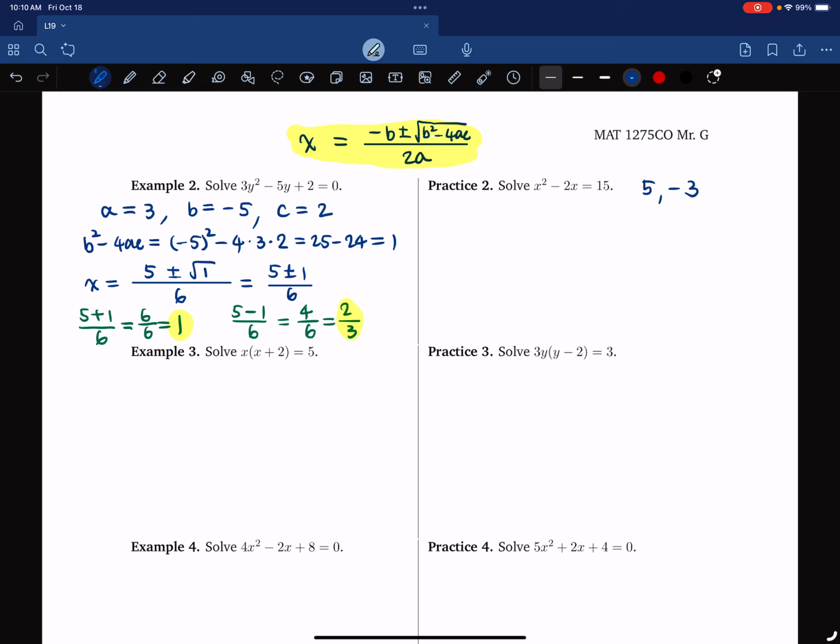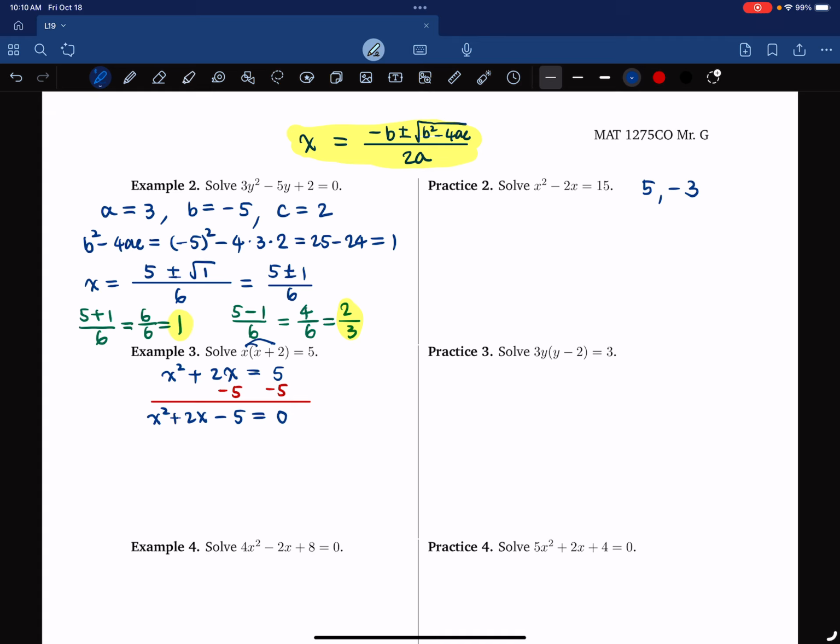Okay, example 3. This equation is not in the general form, as you can see, because we don't see 0. We also don't see squares. So what you're going to do is you're going to distribute on the left-hand side, and then move the 5 to the left-hand side. So I'm going to distribute. I will get x squared plus 2x equals 5. Since we need that 0, I'm going to subtract 5 on both sides. And this will give me x squared plus 2x minus 5 equals 0.